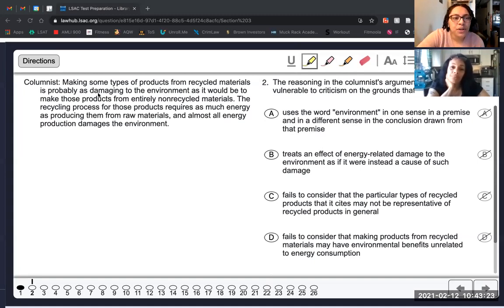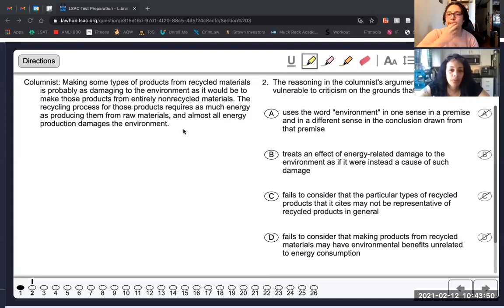So our columnist says making some types of products from recycled materials is probably as damaging to the environment as it would be to make those products from entirely non-recycled materials. So that's their claim. And then they say the recycling process for those products requires as much energy as producing them from raw materials. And almost all energy production damages the environment. So that's their reasoning right there.